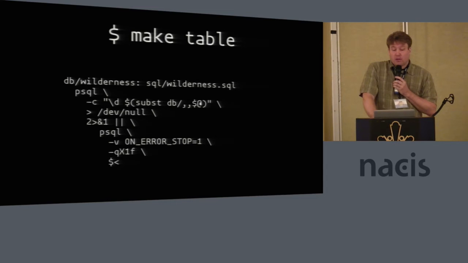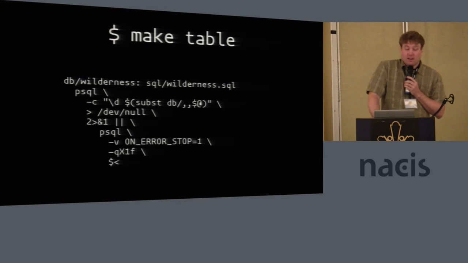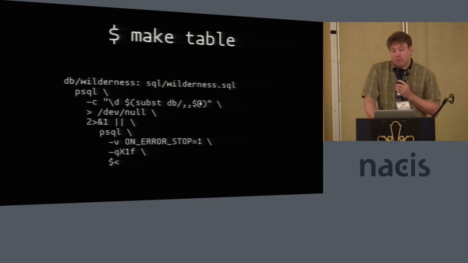If you've got Postgres, you can say, hey, does the table wilderness exist? That's what the subst is doing. It's stripping off the DB. And then it's checking, and if it doesn't exist, what it's going to do is run psql, and it's going to load wilderness.sql.